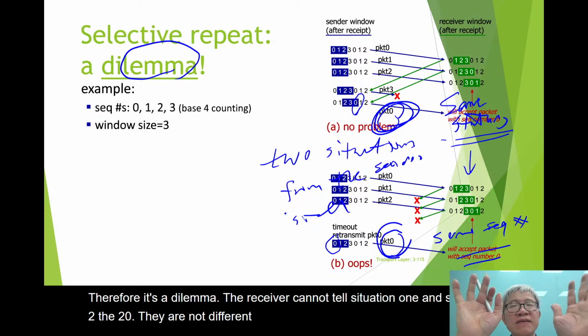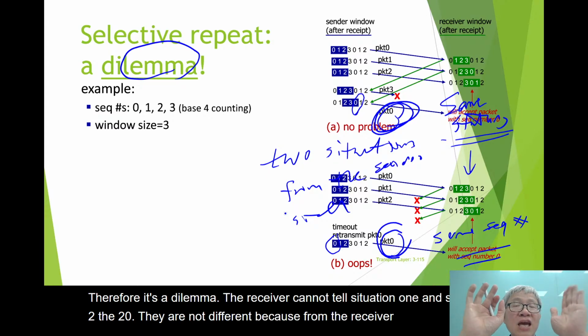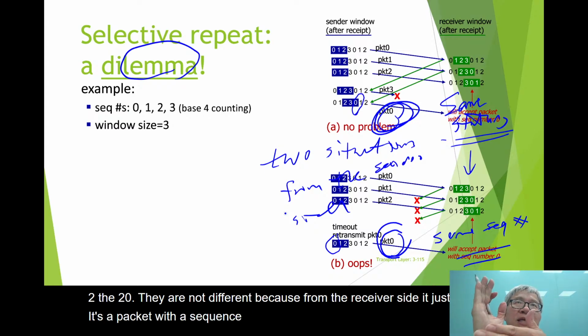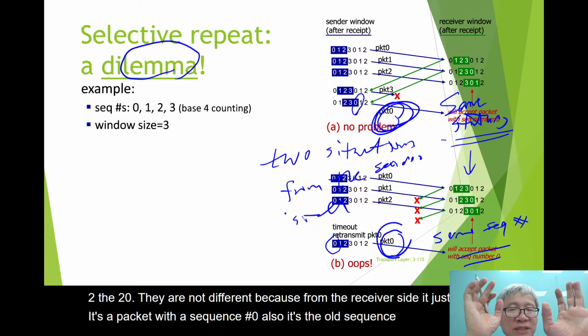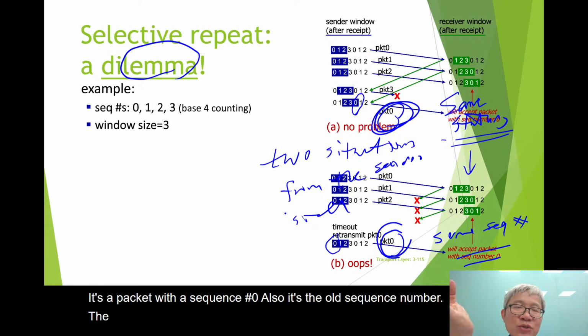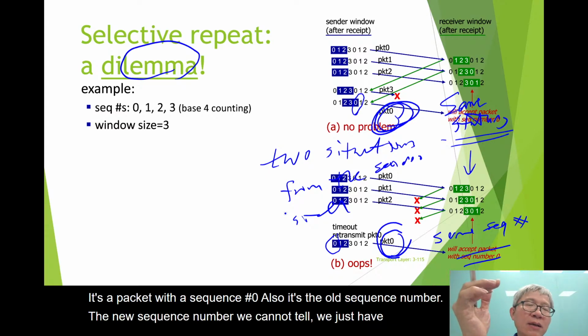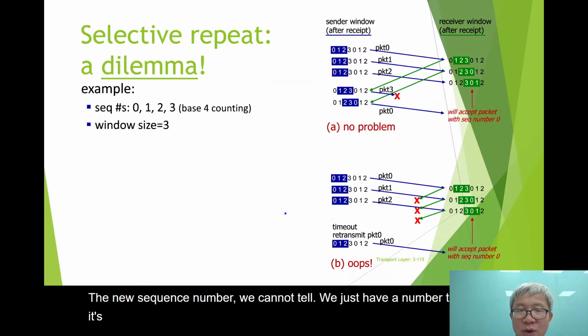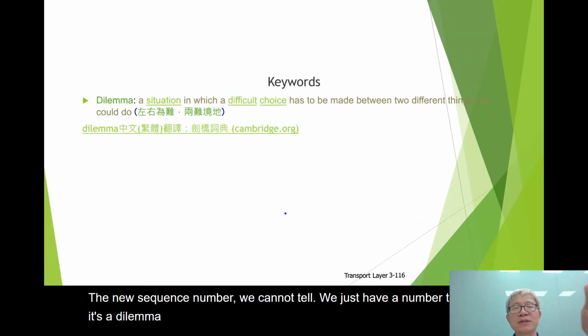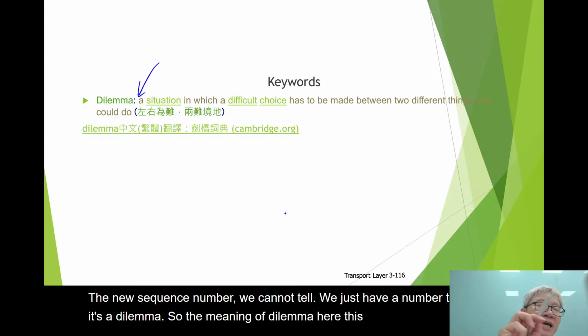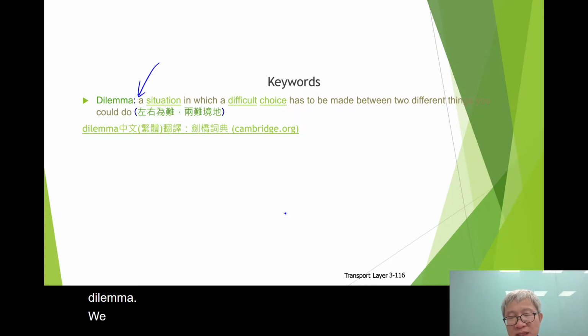Because from the receiver side, it can just tell it's a packet with a sequence number 0, but is it the old sequence number, or the new sequence number? We cannot tell. We just have a number there. So it's a dilemma. This is the meaning of a dilemma here. We cannot do further. So that's why we have a dilemma.